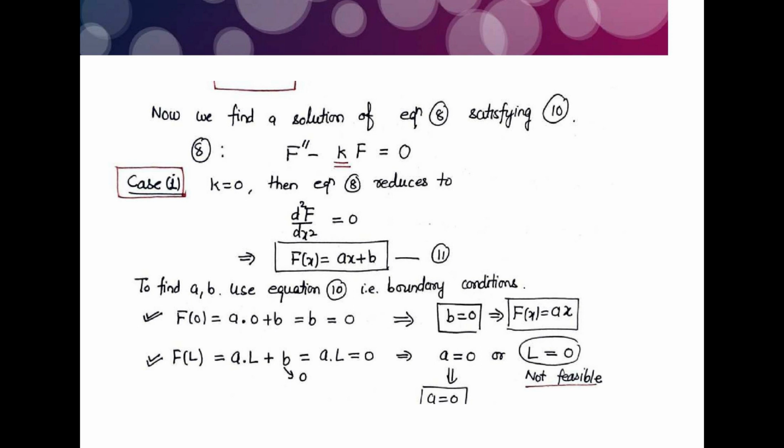In equation number 11, put x equal to 0, we get a times 0 plus b, this is equal to b and it is 0. So this implies that b is 0. Put it in equation number 11, we have that capital F of x is equal to ax. Now we use the second boundary condition, that capital F of L is 0. Put the value, we get a times L is 0. Now there are two options, either a is 0 or capital L is 0. L is the length of the string, so it can't be 0. So this implies that a equal to 0. So using boundary conditions, we have the values of a and b and both are equal to 0.